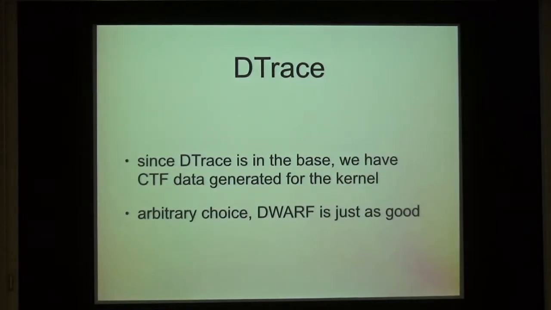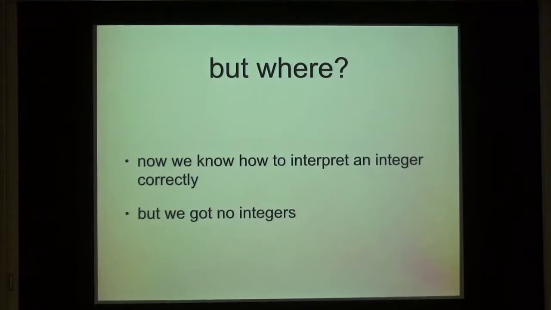The problem is now that we know there is some integer with some properties, but we have no integers to look at. We just have the type information, but we don't have the data that we're trying to look at.